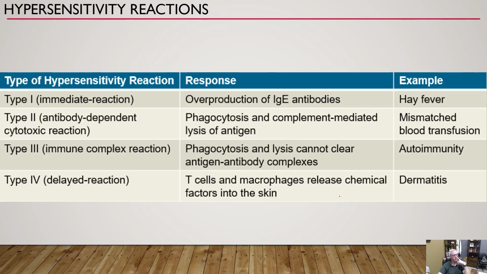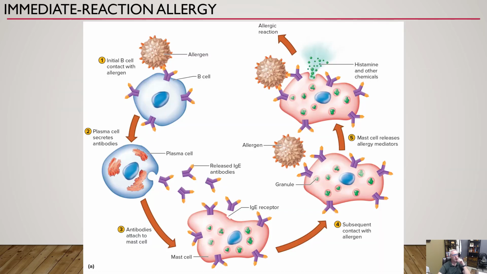Just a summary slide of the 4 different types of reactions. Here is a picture form of an immediate reaction allergy. This is going to be a type 1 reaction. Mast cells, remember mast cells release histamine.